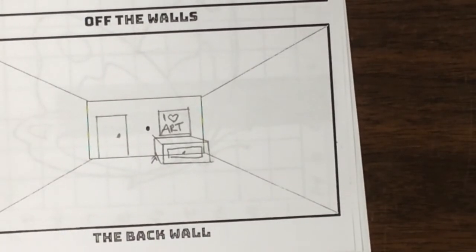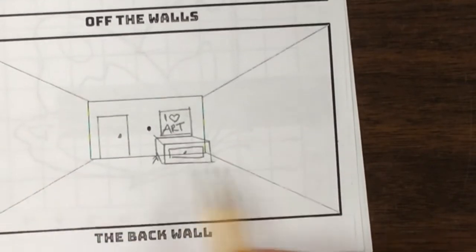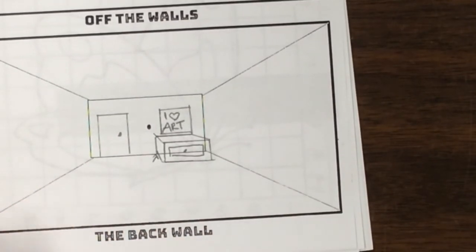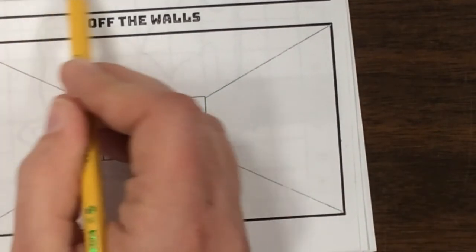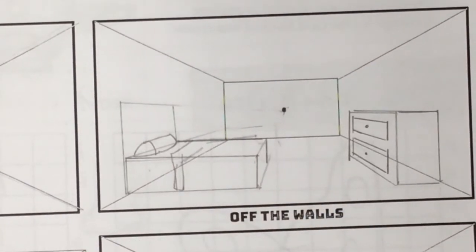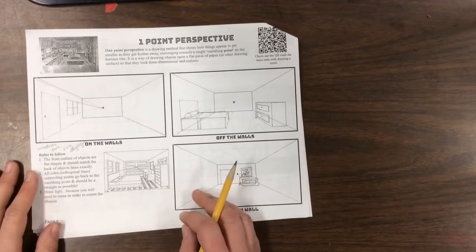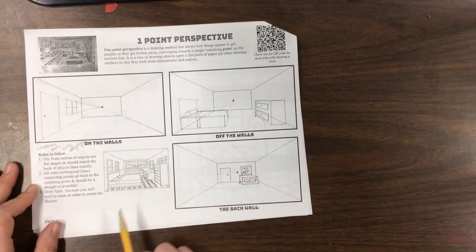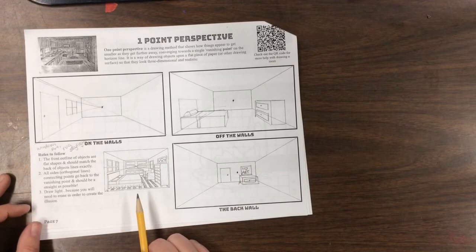Okay, now, a couple of things. The front outline of the objects are the flat shapes. This is a flat shape, that's a flat shape, okay, and should match the back edge. So remember, if you have a flat line here, the flat line goes back here, okay? All lines that go back to the vanishing point are actually called orthogonal lines, all right? And draw light, because you will need to erase to create the illusion.